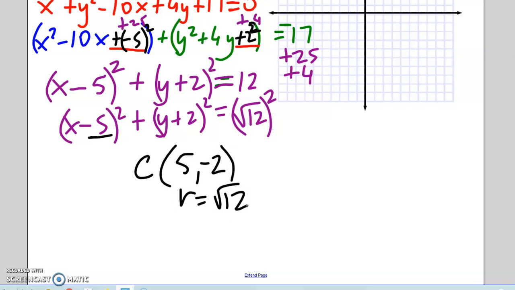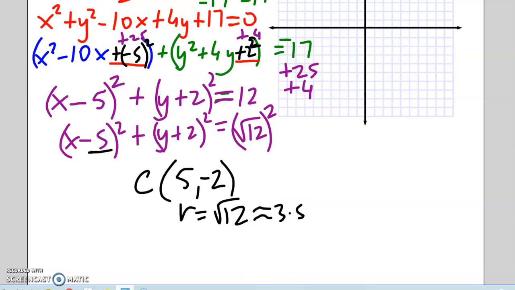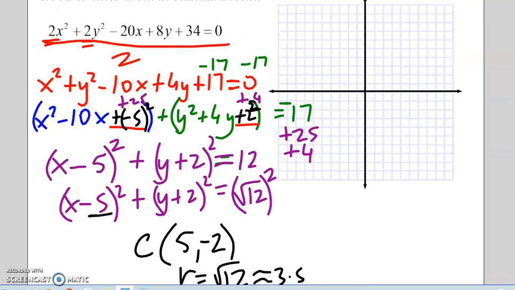Let's put that in our calculator. And that is 3.5-ish. So approximately 3.5. So let's find our center. So we're at 5, negative 2. So that is my center. And I'm going to go 3.5 just in every direction here. So that's 3.5-ish. And that's 3.5 there. And then this is 3.5. Then I go down 3.5. And then draw the circle.